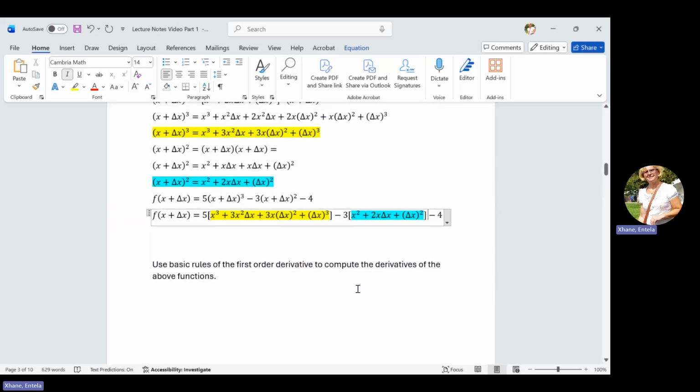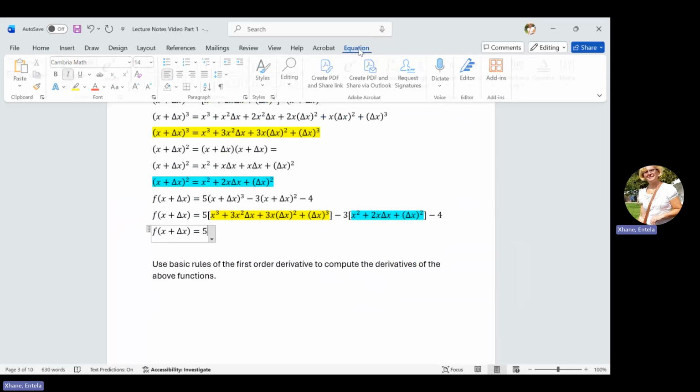And then minus 4. Now what remains for me is to take this expression and then distribute the 5 over the yellow one, distribute the -3 over the blue one. And then that's going to be what I need to plug in to the ratio, okay? So let's go ahead and do that.